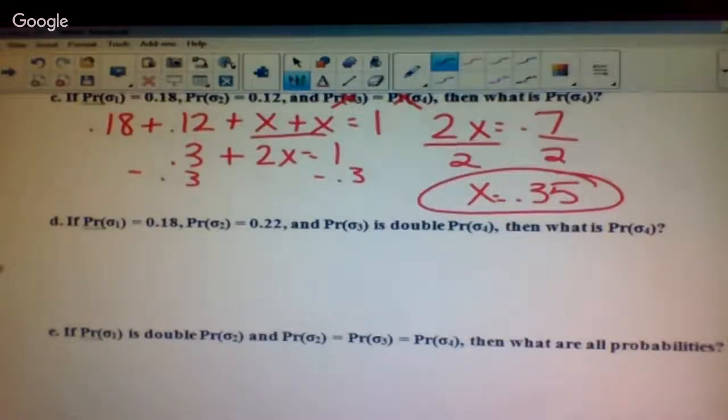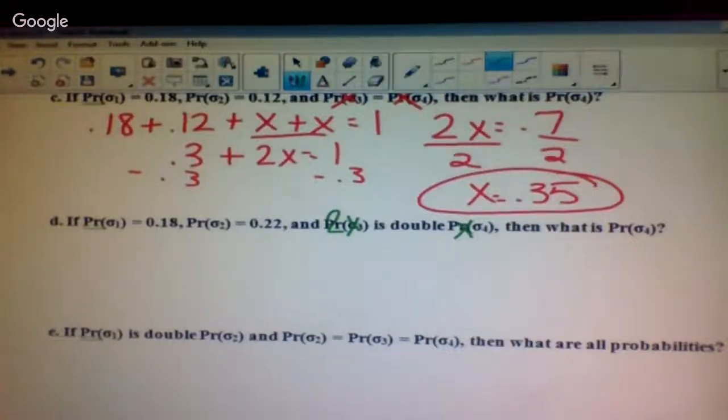Okay, D says event 1 is 0.18, event 2 is 0.22, and 3 is double 4. So, what can we use if 3 is double 4? 2X and X. 2X is event 3, and event 4 is just X.